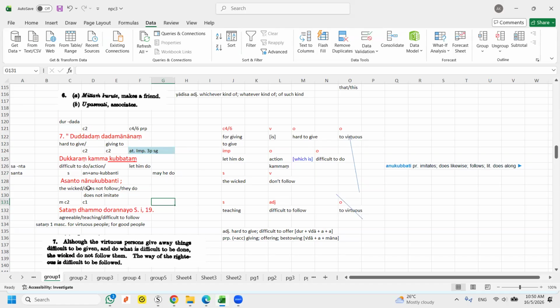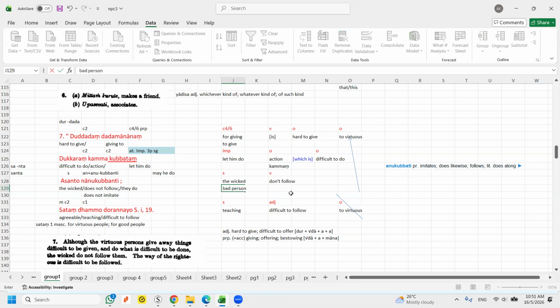You see here, the word na means does not imitate. Can you see the word here? Does not imitate. When you don't imitate, it means you don't follow. The wicked does not follow. That means this is a good person. So there are good people and bad people. You can say bad people or whatever, it doesn't matter, good or bad.